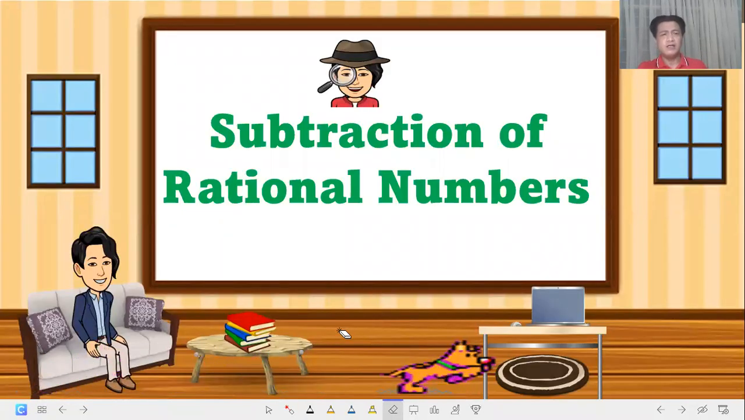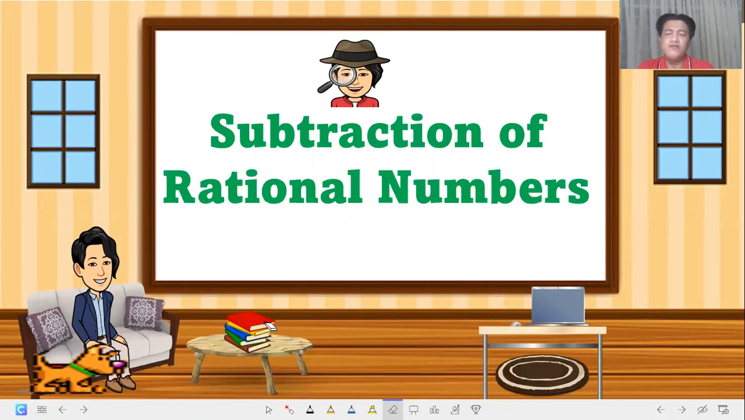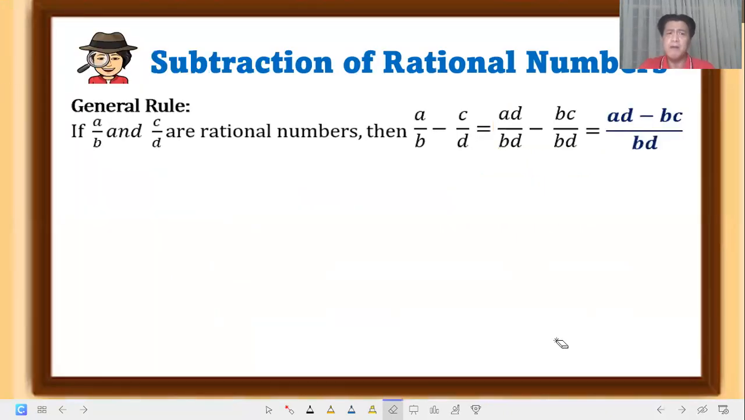Okay, so with that, let's proceed now to subtraction of rational numbers. Kung mapapansin natin, ang general rule is the same, but the operation lang ay nabago. Okay, so if A over B and C over D are rational numbers, then we can say A over B minus C over D is equal to AD over BD minus BC over BD, is equal to the difference of AD minus BC over BD. Okay, so nabago lang yung operation.